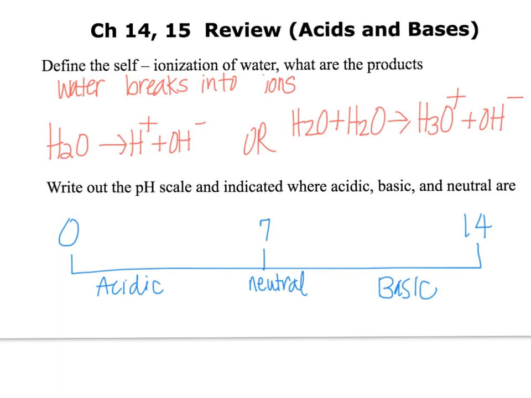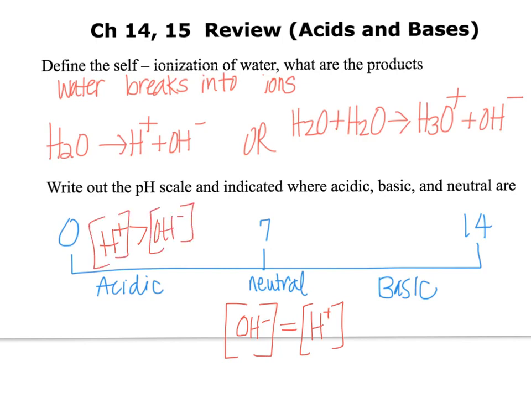And then the next one is you need to know the pH scale and indicate where the acid, base, and the neutral are. And of course, neutral is 7, exactly 7 in the middle. And if you remember, when we are neutral, that is when the concentration of our hydroxide ions and our hydrogen ions is exactly equal, okay? And when you're acidic, your hydrogen ions are greater than your hydroxide. And when you are basic, then your hydrogen ions are less than your hydroxide ions. So that's an important thing to remember. And so that is our pH scale.